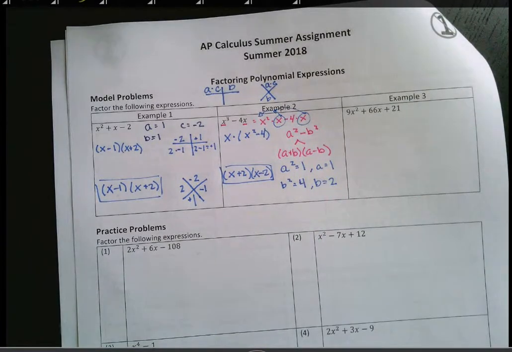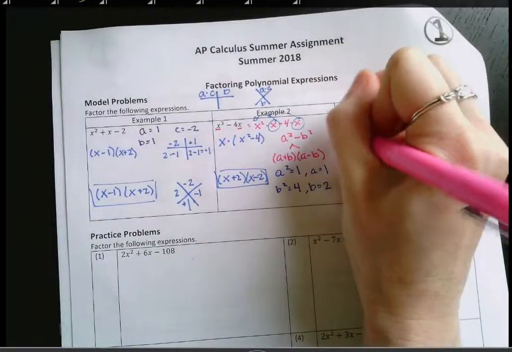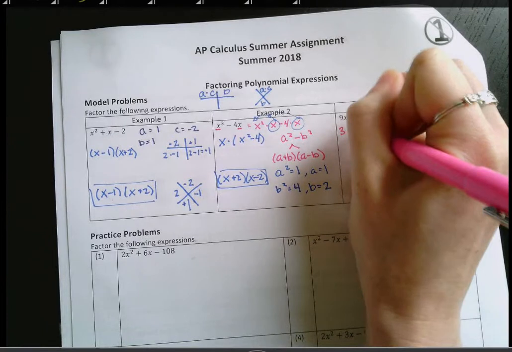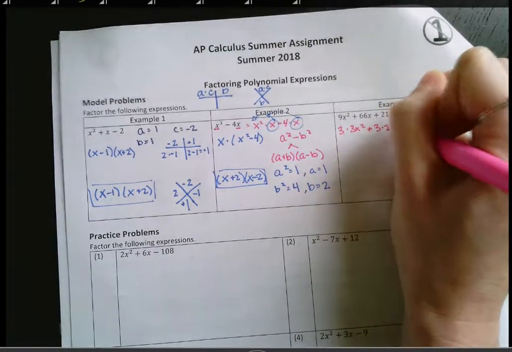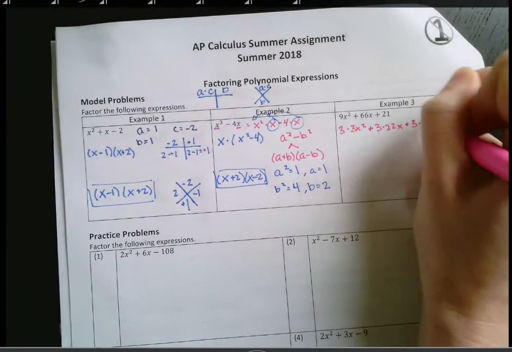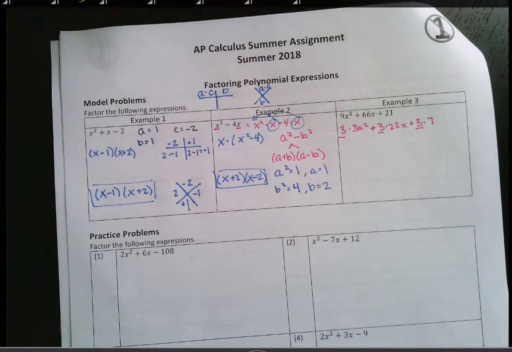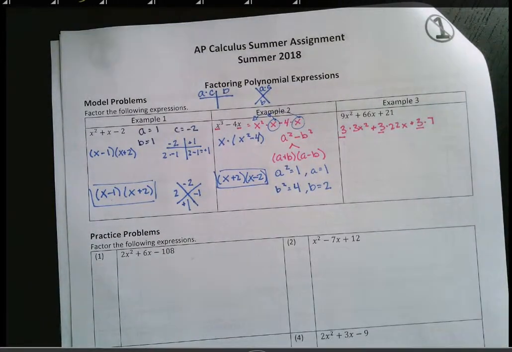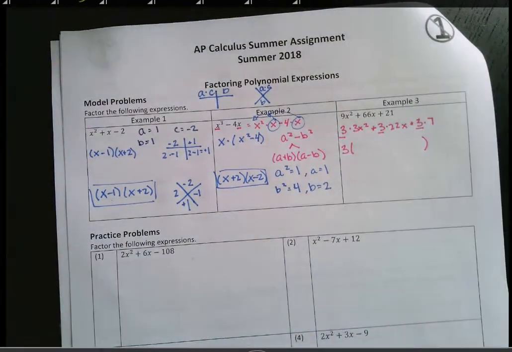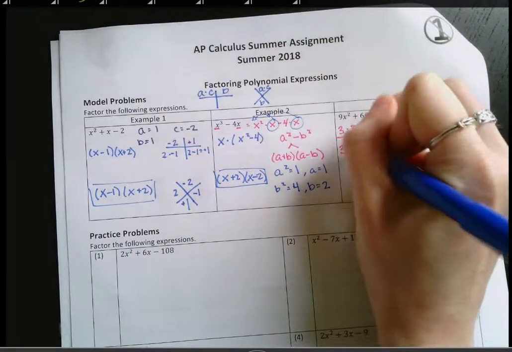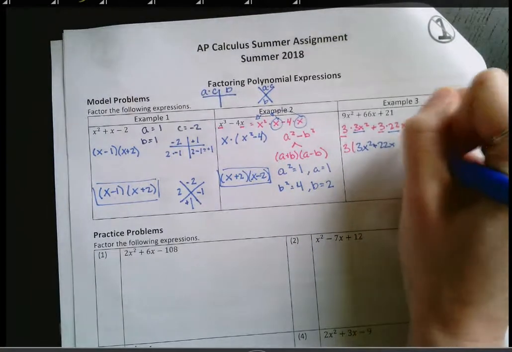Now in example 3, it's similar to what we did here. We had to find what these have in common first. So what I'm going to do is I'm going to break this up a little bit. This is the same as a 3 times 3x squared plus a 3 times 22x and plus a 3 times 7. So we'll notice each of these have a 3 here. This is going to make our t-chart a little easier to use because it makes our a and c values smaller. So if I factor that out, that 3 comes in the front, and then what gets left behind is the 3x squared, the 22x, and the 7.